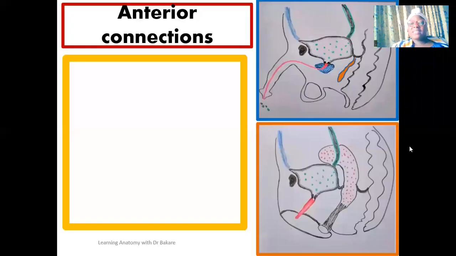So talking about anterior connections of the rectum, there are specific structures that are seen to be connected to the rectum anteriorly.